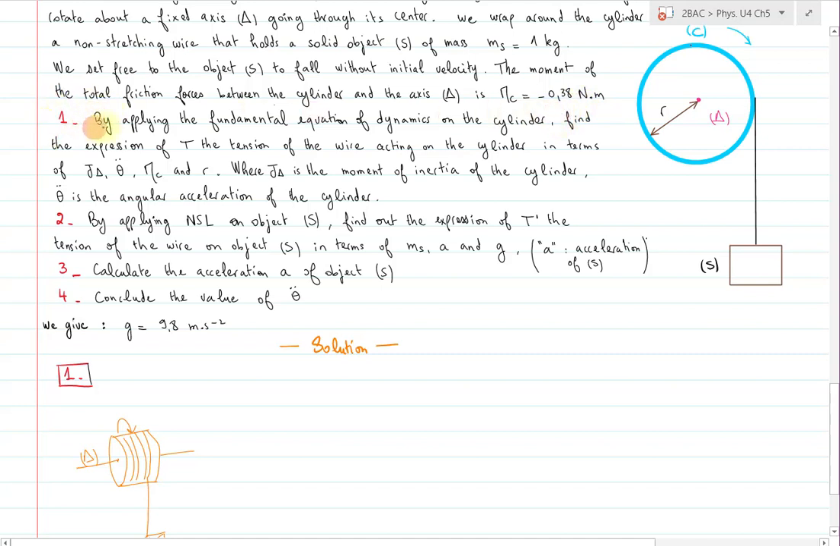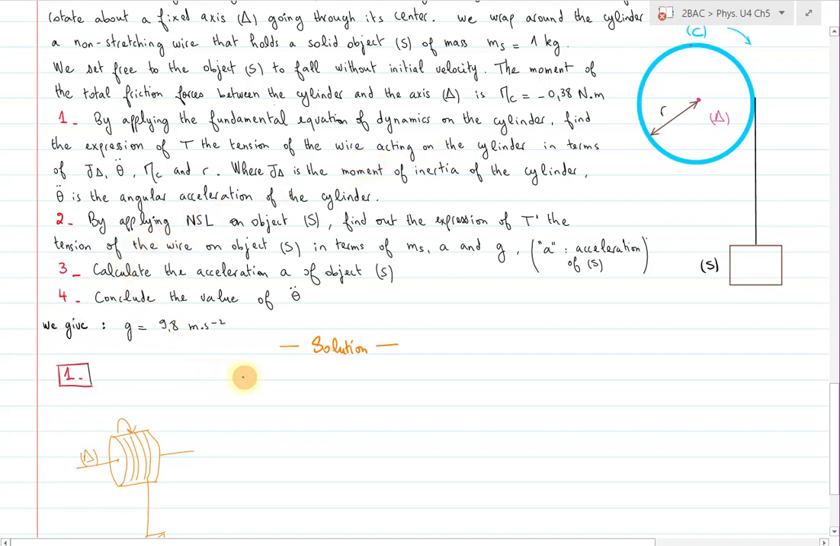So the first question: by applying the fundamental equation of dynamics on the cylinder C, find the expression of T, the tension of the wire acting on the cylinder, in terms of J delta, theta double dot, mc and R. هنايا J delta is the moment of inertia of the cylinder and theta double dot is the angular acceleration of the cylinder. دونك هنايا باش غنجاوب على هذا السؤال غادي نطبقوا fundamental equation of dynamics on the cylinder. غادي نضطروا اننا نتبعوا 5 steps اللي كنا شفنا في الدرس.